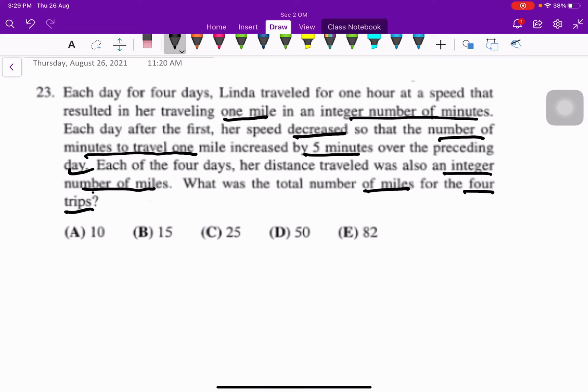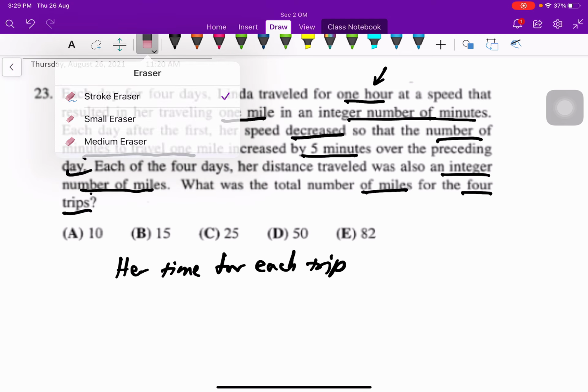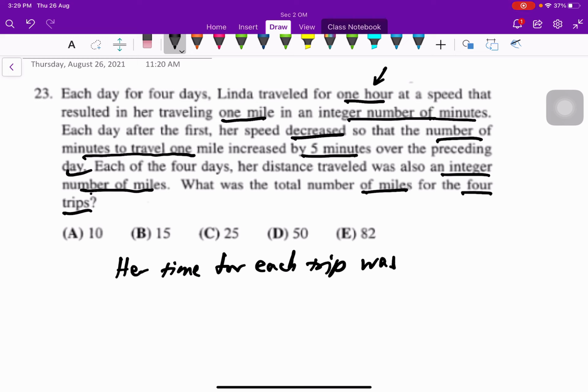I think it is quite an interesting question. The time, can you see that? Linda traveled for 1 hour. That means her time for each trip was 1 hour. Therefore, it was 60 minutes. 60 minutes is 1 hour. That means each of the 4 trips is actually 60 minutes.